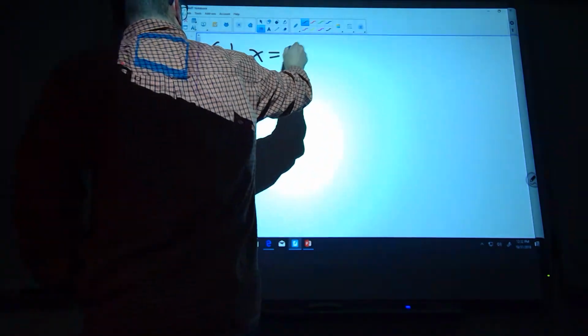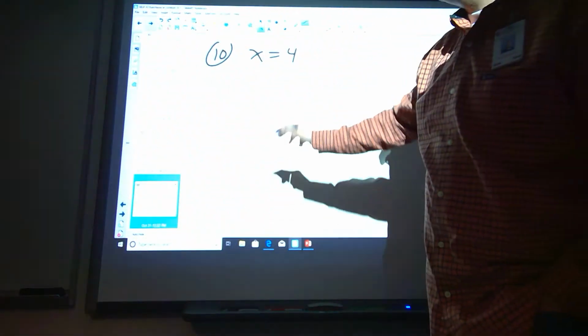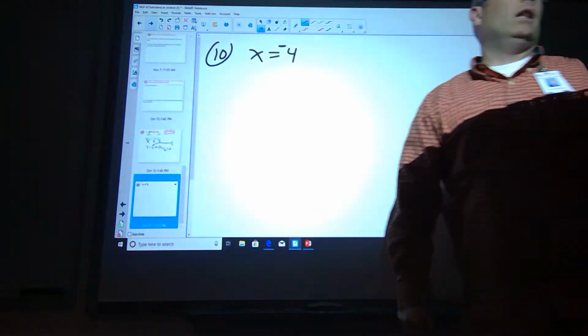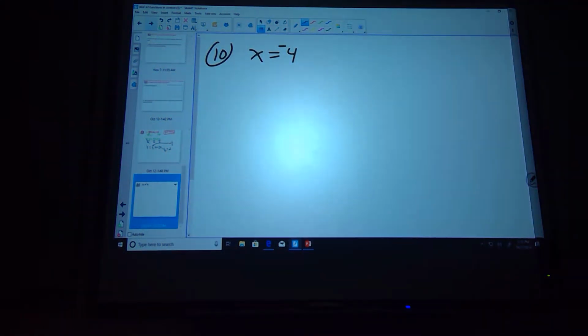x is equal to -4. What kind of line is this? I know it's a straight line, but what kind of straight line? Horizontal or vertical? Horizontal is always y equals, so it's got to be vertical. So this is a vertical line.